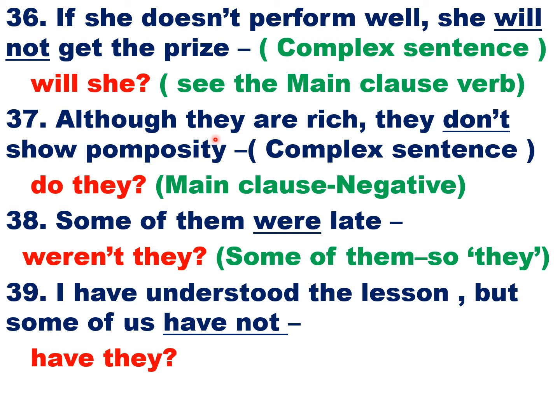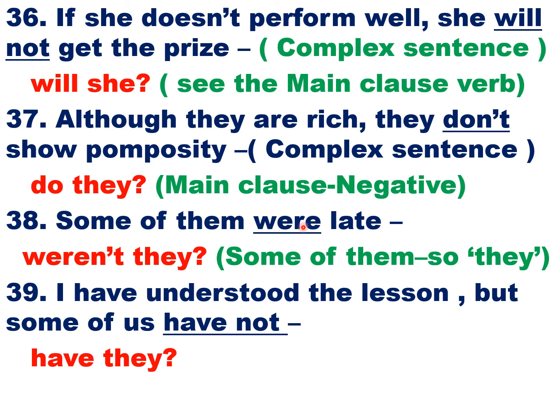Although they are rich, they don't show pomposity. This is also a complex sentence. Although they are rich, subordinate clause. They don't show pomposity is a main clause. Negative statement, don't. So, do they. They is a pronoun here. Do they. Moving on to the next sentence.